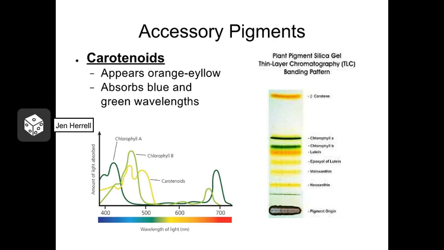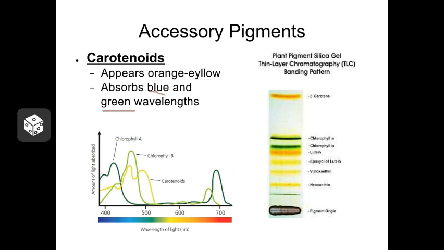Plants use a number of other pigments besides chlorophyll to capture light energy. These other pigments we refer to as accessory pigments, and carotenoids are a great example of that. Carotenoids are orangey-yellow in color, and because they are orangey-yellow in color, it means that's the wavelengths of light that they are reflecting back to your eyes, and they are capturing blue and green wavelengths. So what this allows the plant to do is to capture even more energy from even more wavelengths of light.